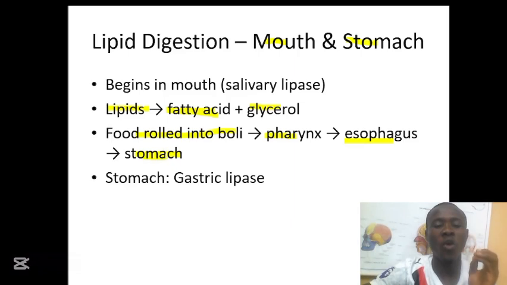In the stomach, the wall of the stomach has gastric glands that will secrete gastric juice. That gastric juice contains an enzyme called gastric lipase. The gastric lipase will continue the breaking down of this lipid into fatty acid and glycerol. After that, the churning movement of the stomach will convert the food into a watery kind, which will move from the stomach into the small intestine, specifically the first part of the small intestine called the duodenum.